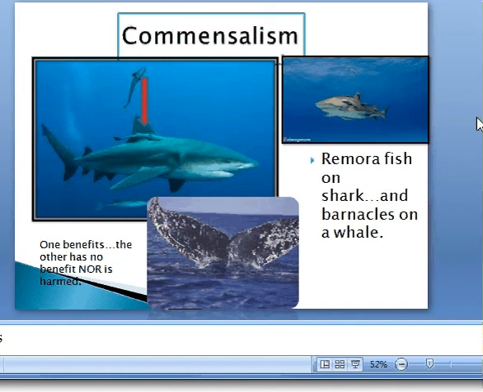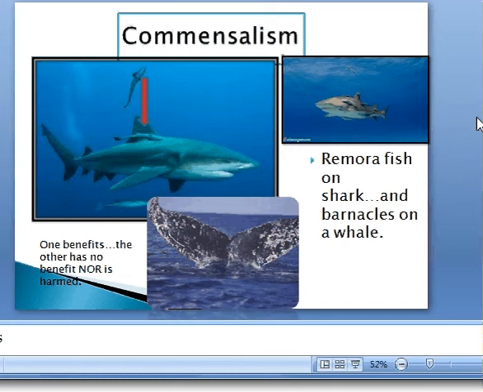This is another type of symbiotic relationship, which is an interaction, remember, between different species. In this case, though, one of the organisms benefits. The other, there's no benefit, but it doesn't harm that particular organism either. So only one is going to benefit, but on the other organism, no benefit, but no harm either. And a perfect example of this is a remora fish on a shark.